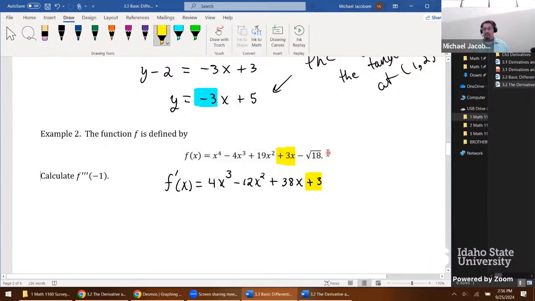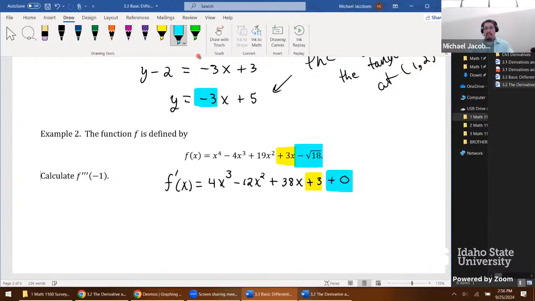Lastly, root of negative 18 is a constant, so that just goes to 0 upon differentiating. So it's going to be plus 0 right here. You don't always have to write in the plus 0. Again, this is just to emphasize in the notes why that term is gone. So we did the first order derivative, f prime, but we want to take the third derivative, f triple prime.